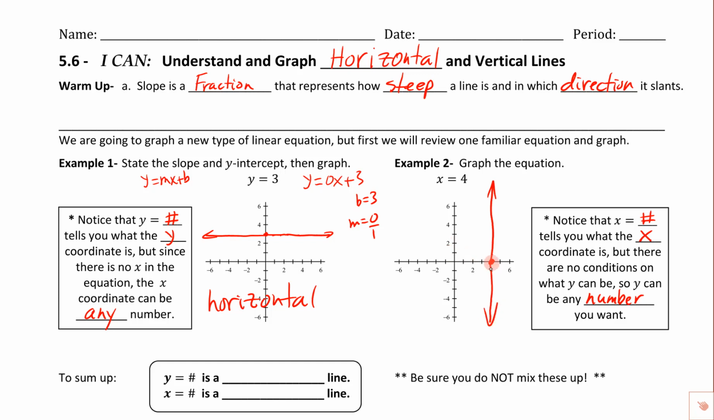We're over here at 4 right here, and we can go as far up or as far down as we want. Now, this was horizontal like the horizon. This, when it's straight up and down, that is called vertical. Okay, so that's vertical. So we want to sum this up.